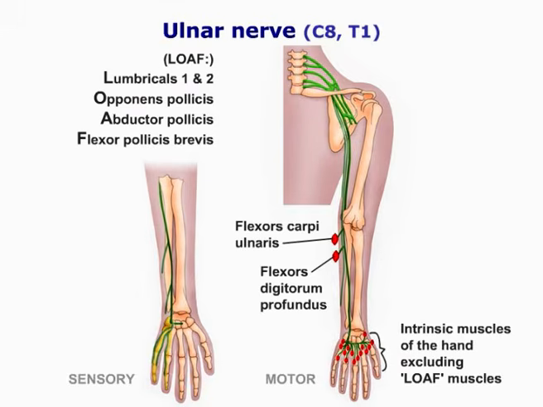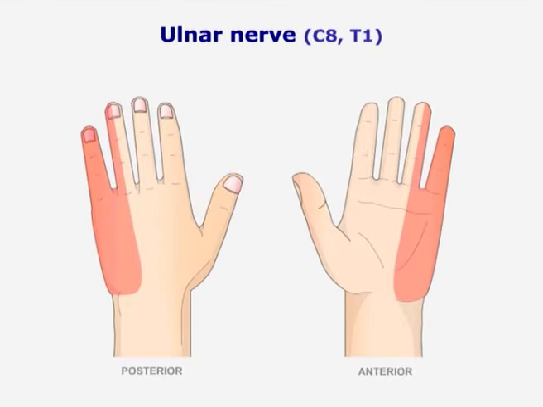The ulnar nerve is the most medial and originates from C8 and T1. It supplies the flexor carpi ulnaris, flexor digitorum profundus, and most of the intrinsic muscles of the hand. The intrinsic muscles are associated with abduction and adduction of the digits. The ulnar nerve also supplies the skin over the medial 1/3 aspect of the hand, the little finger, and the medial part of the ring finger.